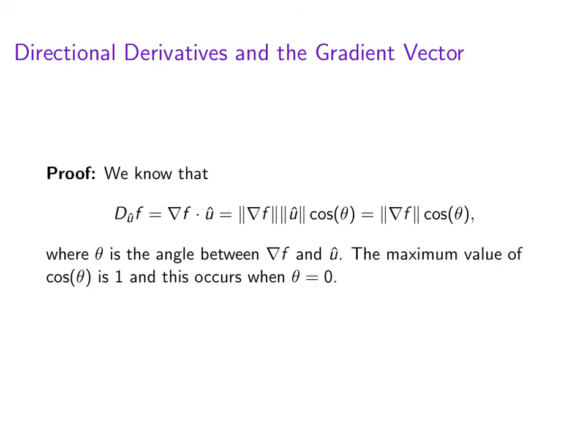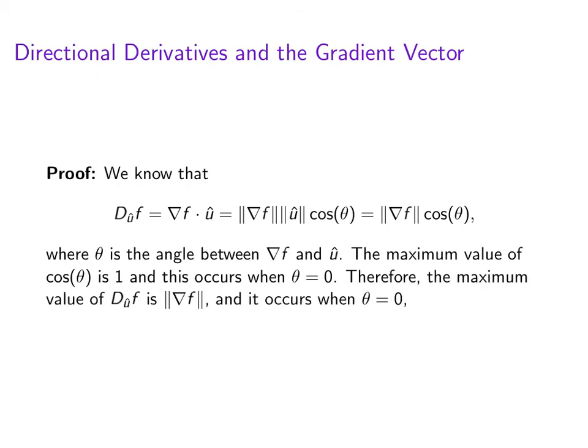Remember that the maximum value of cosine theta is 1, and that happens when theta is equal to 0. So we can say that the maximum value of the directional derivative is equal to the magnitude of del f, and it occurs when theta is equal to 0. Theta equals 0 happens when the unit vector in question has the same direction as del f.